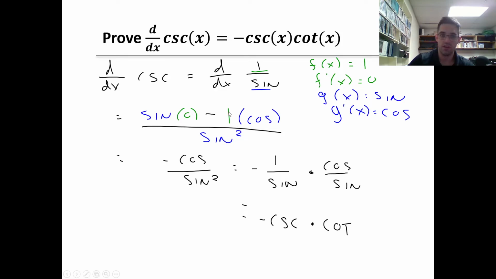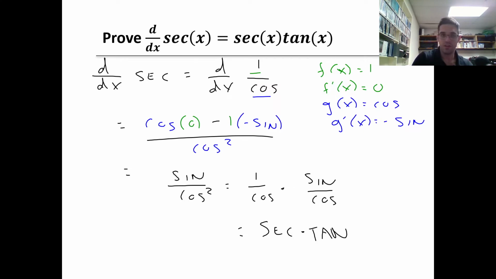So anything times 0 would just be a wash, just 0. We're left with negative 1 times cosine, or negative cosine. And the bottom is g squared, so sine squared. We have negative cosine over sine squared. If I break up the sine squared into a product of two fractions, then we have negative 1 over sine times cosine over sine. Well, 1 over sine is cosecant, and cosine over sine is cotangent. So our derivative of cosecant is negative cosecant cotangent.